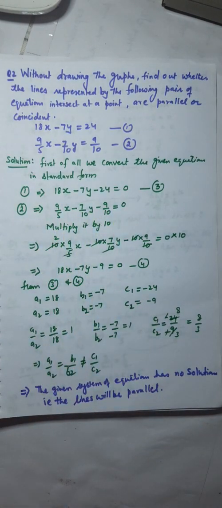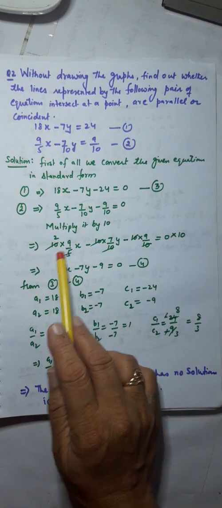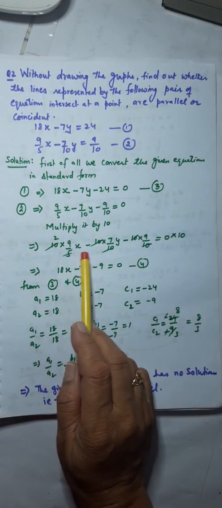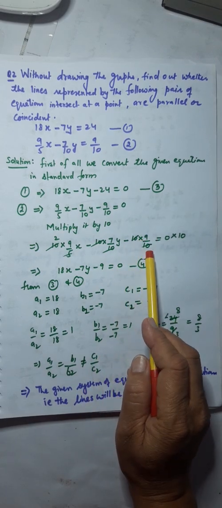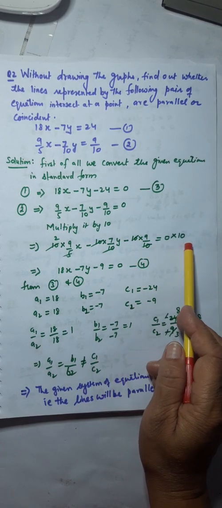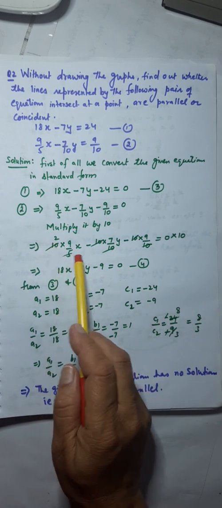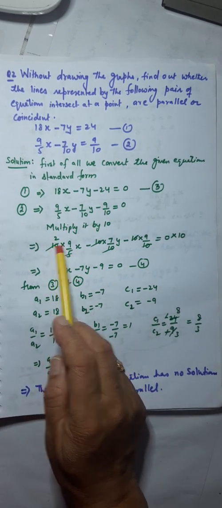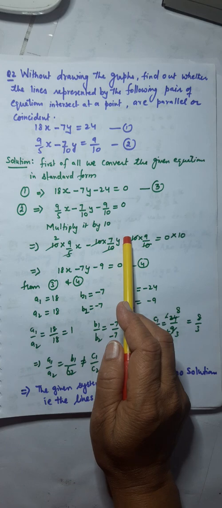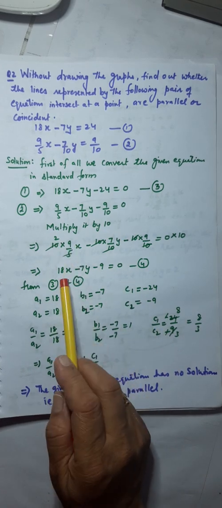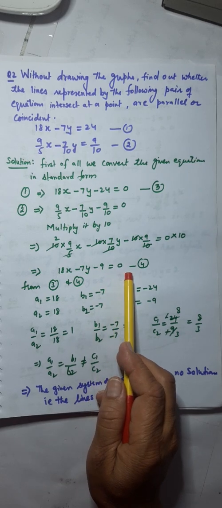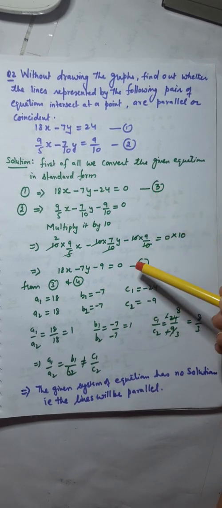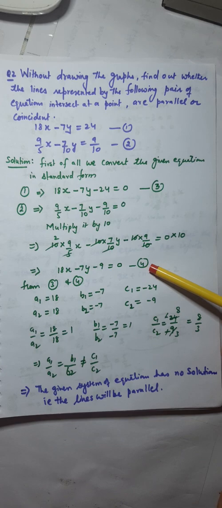If I multiply it by 10, I will have here 10 into 9 upon 5x minus 10 into 7 upon 10y minus 10 into 9 upon 10 is equal to 9 into 10. Here 5 and 10, this gives me 2. 10 and 10 cancel, 10 and 10 cancel. So I am left here with 18x minus 7y minus 9 is equal to 0. Now let us name this equation as number 4.